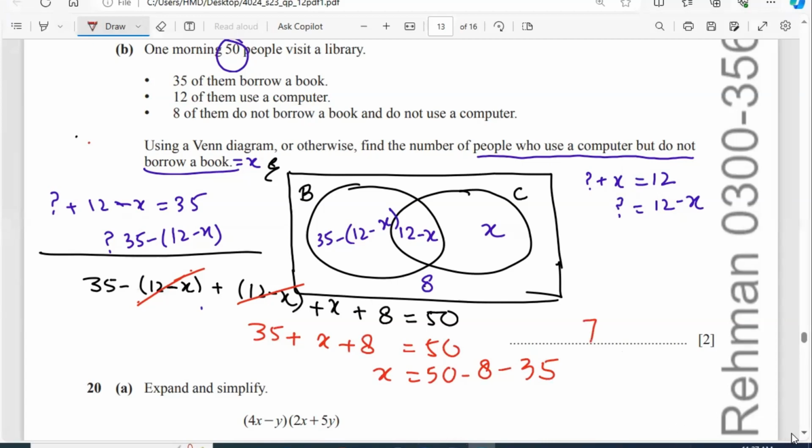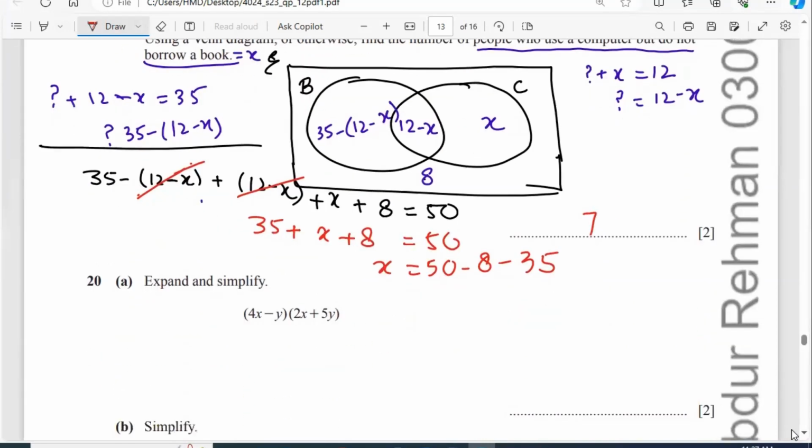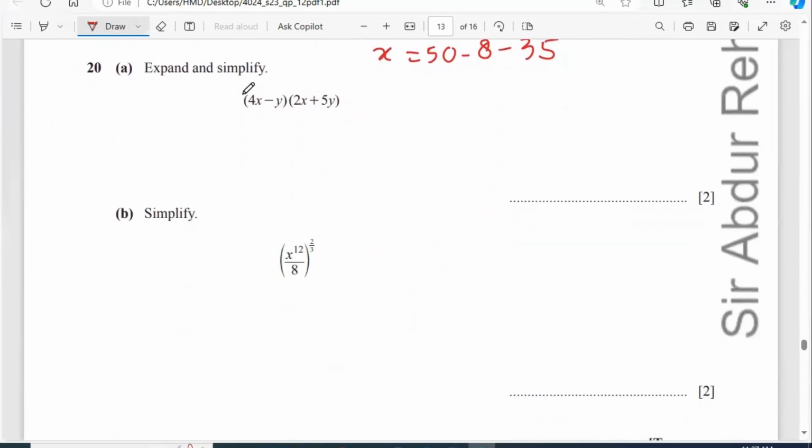Now move on to question number 20. In question number 20, expand and simplify. Expand means we have to find the product of these two brackets. So to find the bracket product, just write down the format first. 4x times 2x plus 5y. Now take the second value with the second bracket. So the rule is first term with second bracket, second term with second bracket. Now expand.